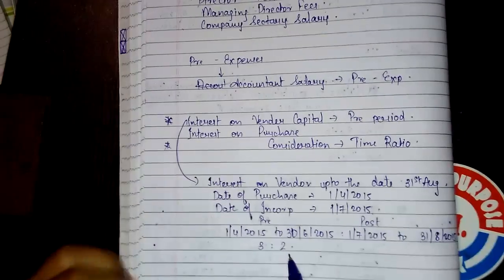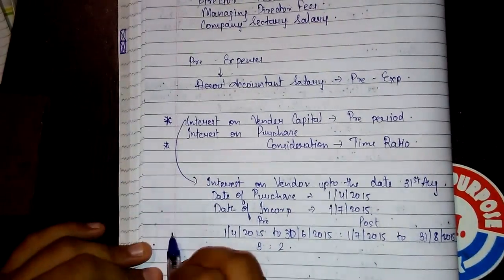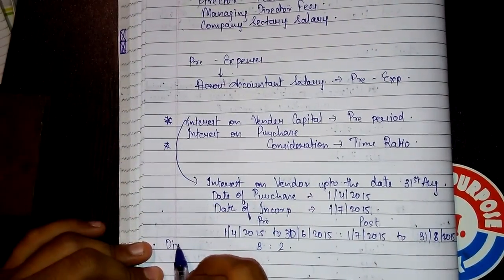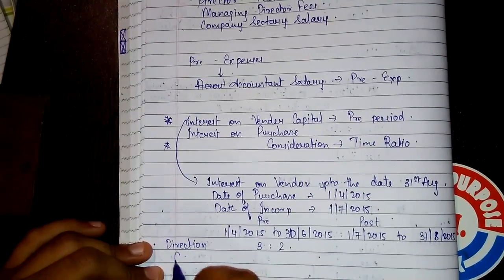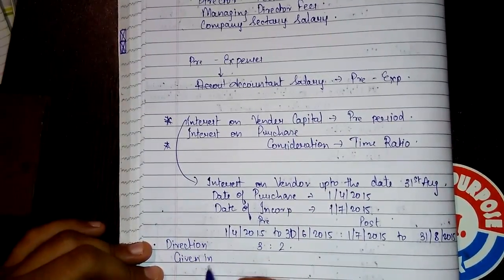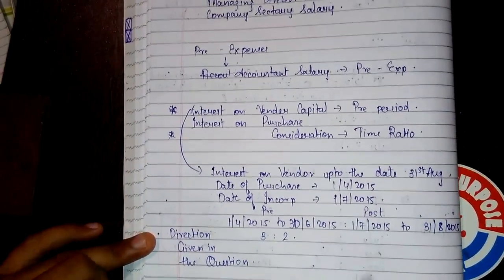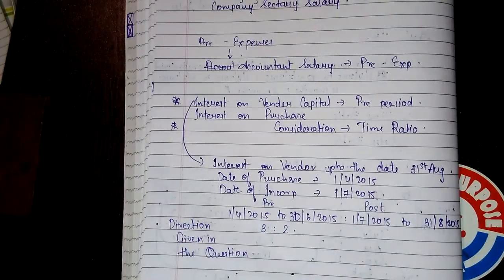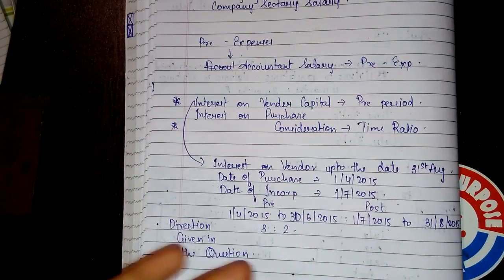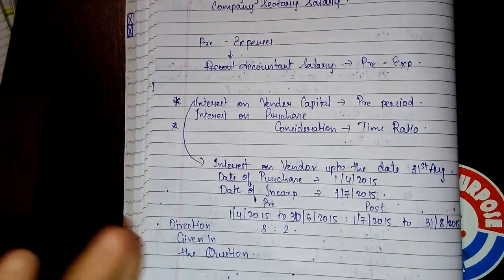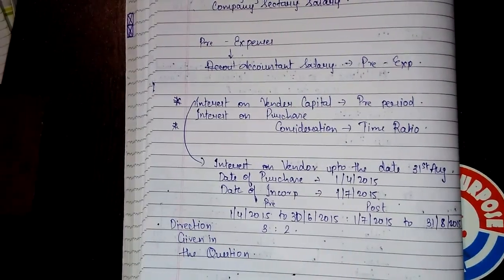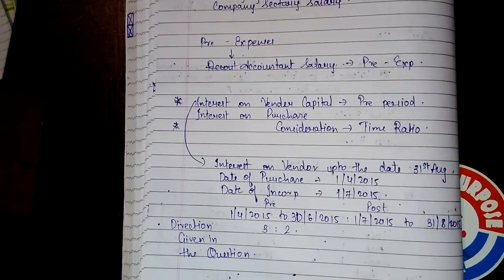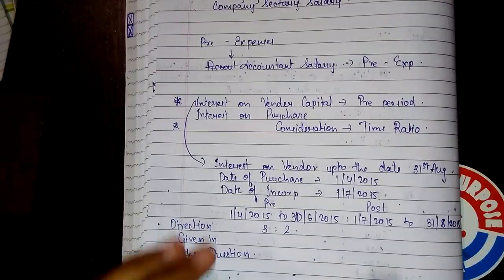This is not the time ratio, this is not the sales ratio, it is the direction ratio, direction given in the question. If it is directly given that interest on vendor capital and no dates are given, then simply transfer it to the pre period, that is the pre incorporation column. I hope this is quite clear to you all.